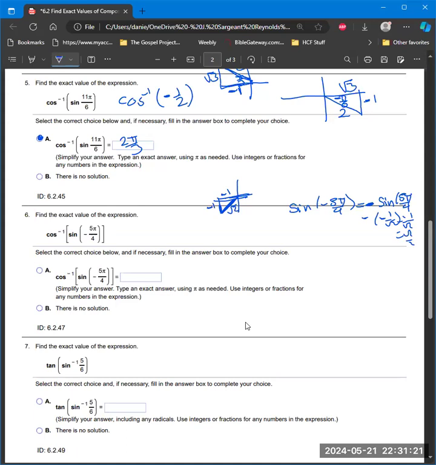So arc cosine of √2/2, or arc cosine of 1 over √2. I like that just as well. We're going to be in quadrant 1, 1, √2, 1 here. This is pi over 4.